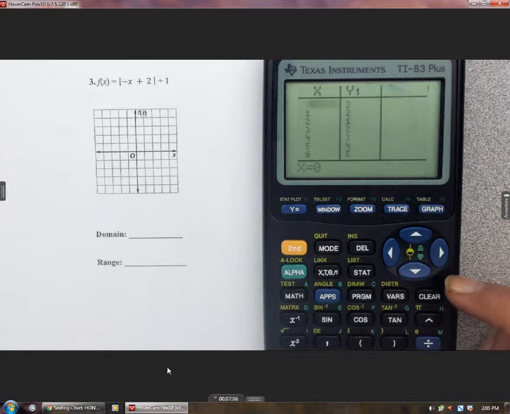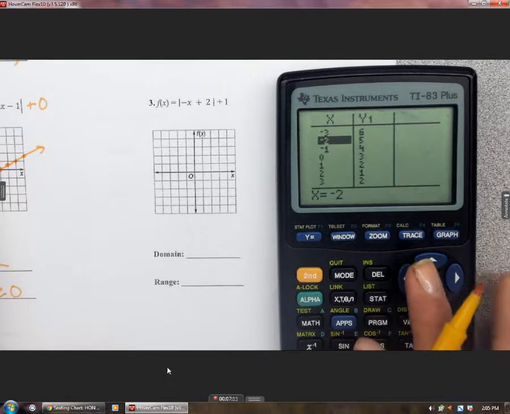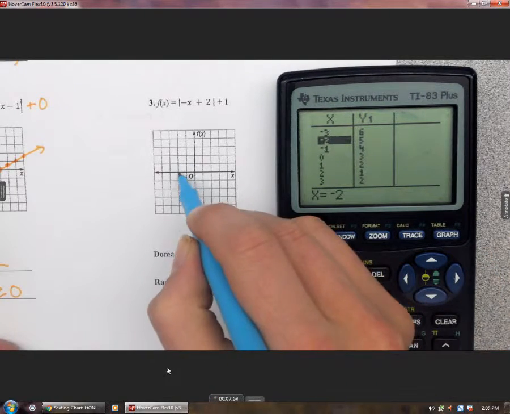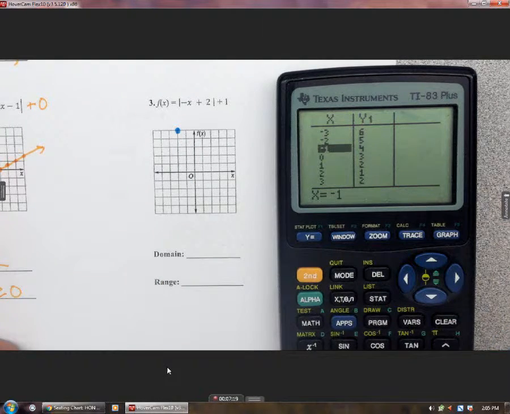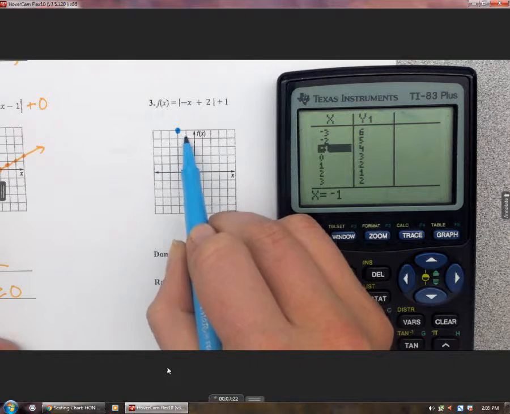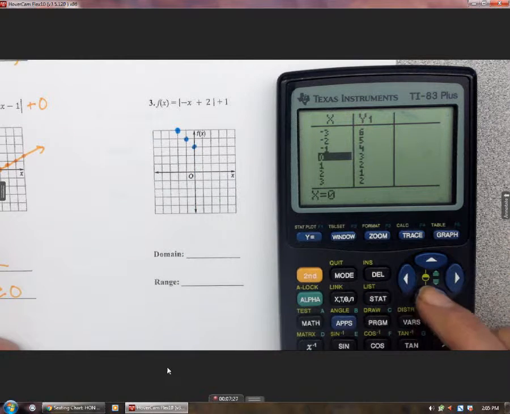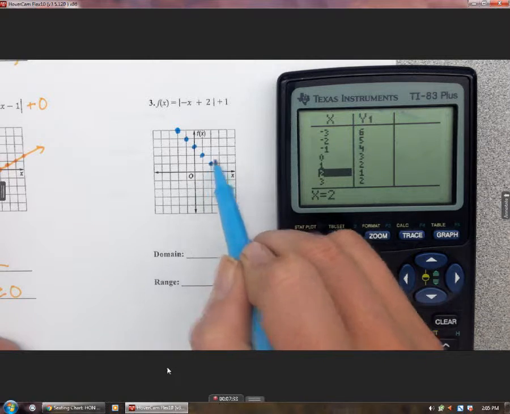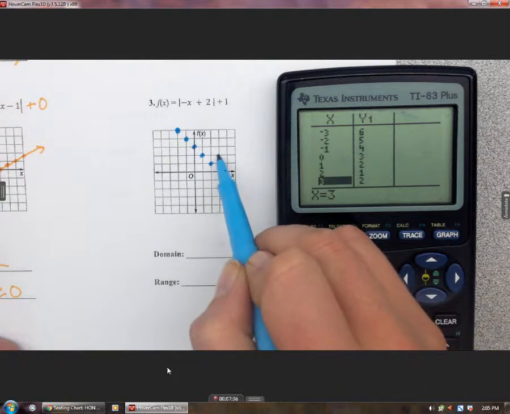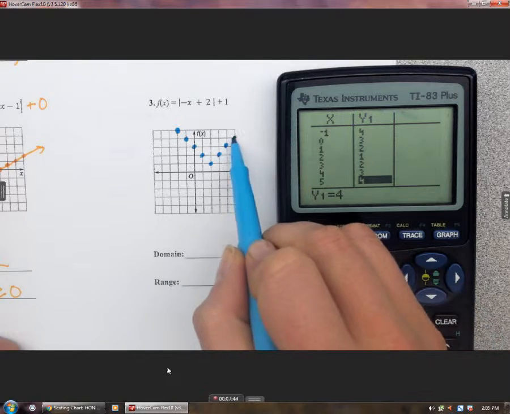So second table. Let's start at -2, 5. -2 up 1, 2, 3, 4, 5. -1, 4. 0, 3. 1, 2. 2 and 1. 3 and 2. 4 and 3. 5 and 4.